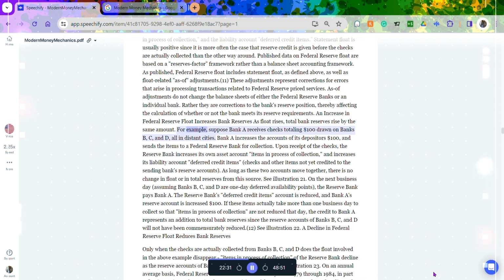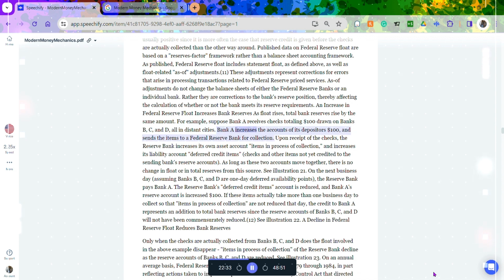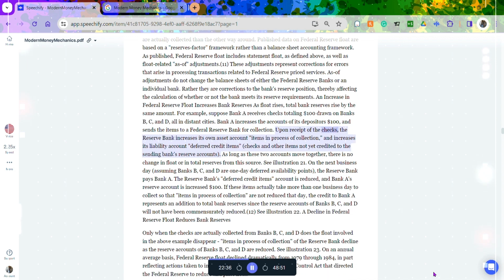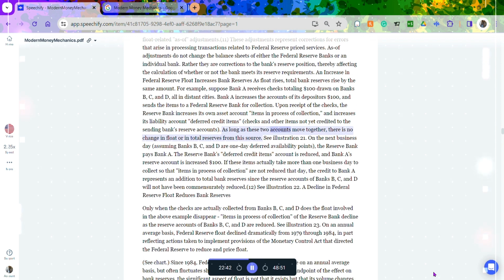For example, suppose Bank A receives checks totaling $100 drawn on banks B, C, and D, all in distant cities. Bank A increases the accounts of its depositors $100, and sends the items to a Federal Reserve Bank for collection. Upon receipt of the checks, the Reserve Bank increases its own asset account, items in process of collection, and increases its liability account, deferred credit items, checks and other items not yet credited to the sending bank's reserve accounts. As long as these two accounts move together, there is no change in float or in total reserves from this source.